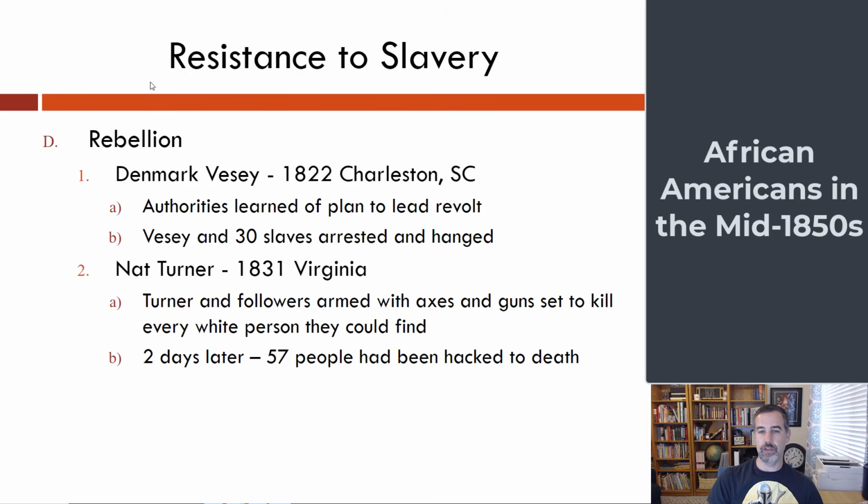And then in 1831 in Virginia, we have the Nat Turner Rebellion, where Turner and his followers were armed with axes and guns, and they set out to kill every white person that they could find. And over the next 2 days, they ended up killing 57 people in their trying to stop slavery in the area that they were at.